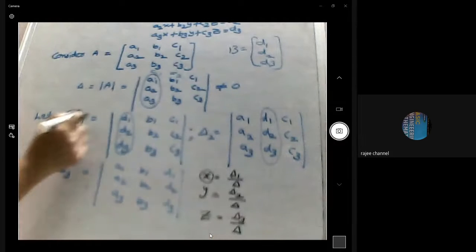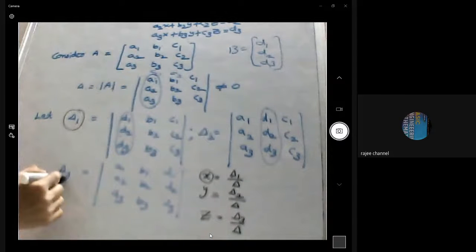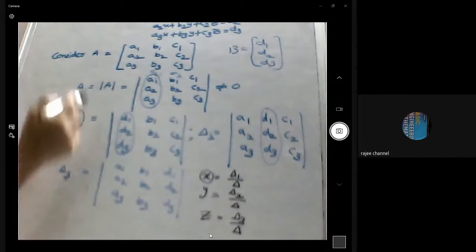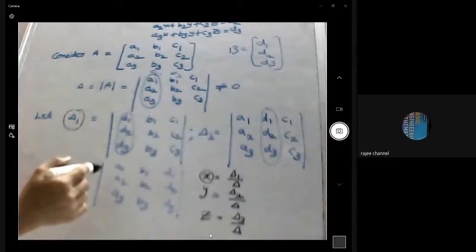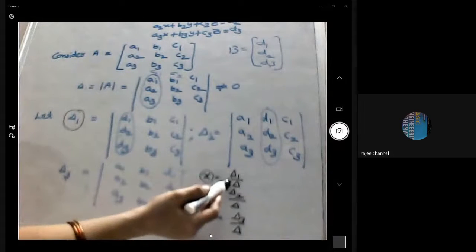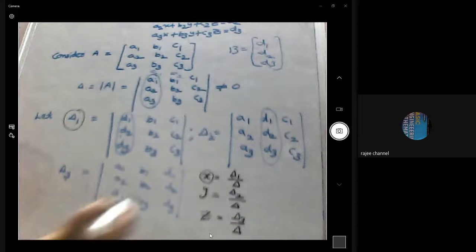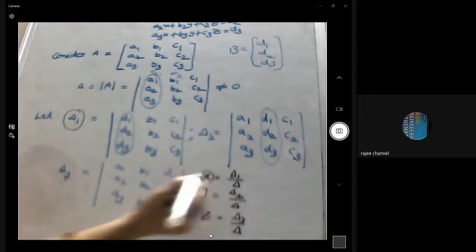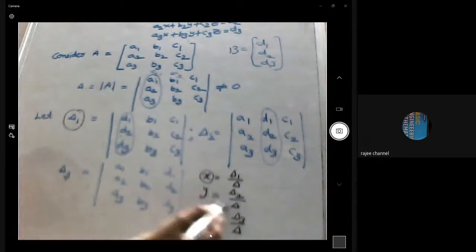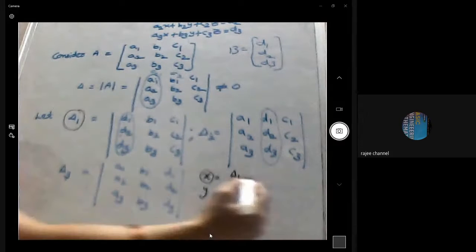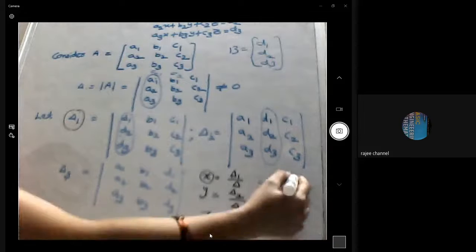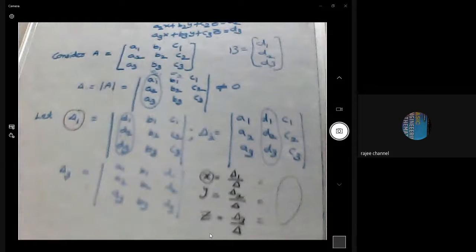So here delta 1, delta 2, delta 3 we find separately, and delta also, and all these values are substituted in the formula. Then we get the x, y, z values. So x equals delta 1 by delta, y equals delta 2 by delta, z equals delta 3 by delta. Now these values are the solution of the given linear equations. Okay. This is Cramer's rule method. Do all of you understand?